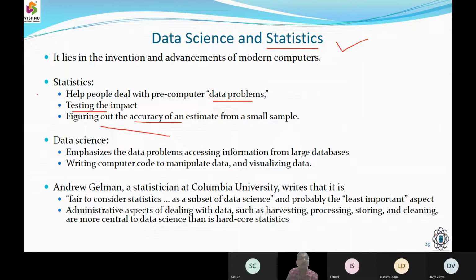And the second prominence, we were talking about data science here. The second prominence is that we emphasize the data problem from larger databases, and we will be using bar charts, pie charts, etc. for visualizing the data.